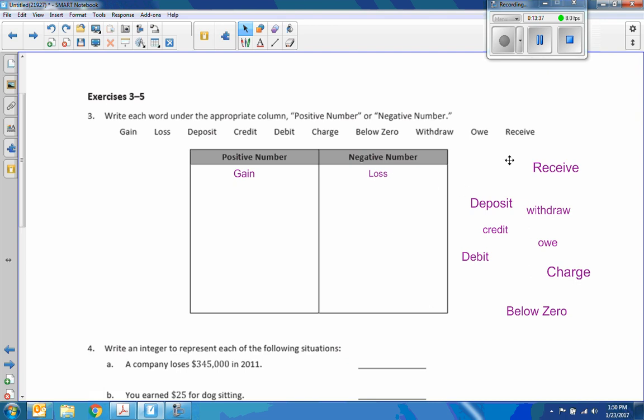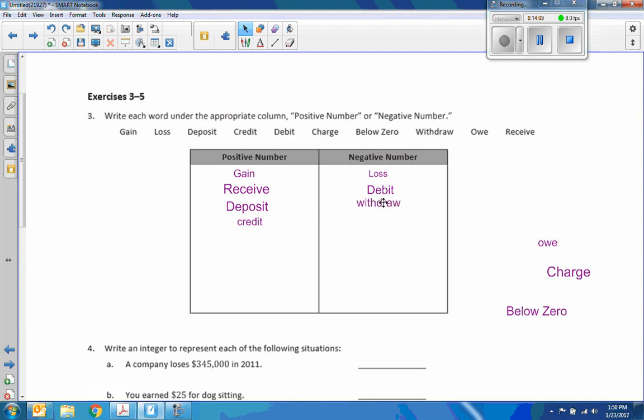A loss is negative. If you receive money, that's a positive number in your account. If you deposit, that is positive. So on. Credit, your account, money's going in. Debit, money's coming out. That was the biggest confusion here because they think of a debit card as being able to purchase something and that's a positive thing. But actually, whenever you debit your account, you're taking money out of it. So if I use my debit card, money's coming out, it's decreasing your balance.